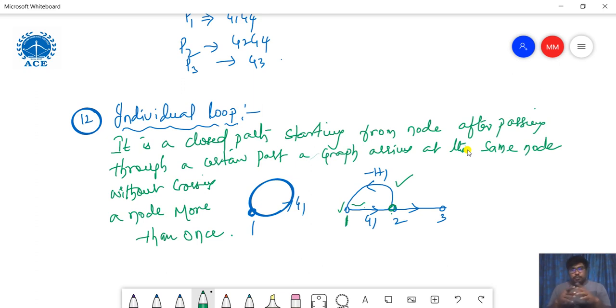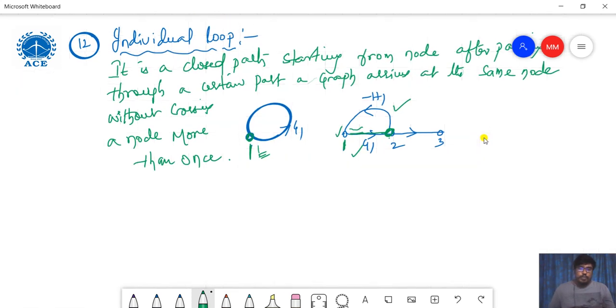Suppose, I already gave an example here. See here, at node 1 a path is started and terminated at the same node. So this is an individual loop, I can say. Second example: the path is starting here and it moves through the signal flow graph to another node and returns to the same node. So this is called an individual loop. More examples we can give, moving through multiple nodes also.